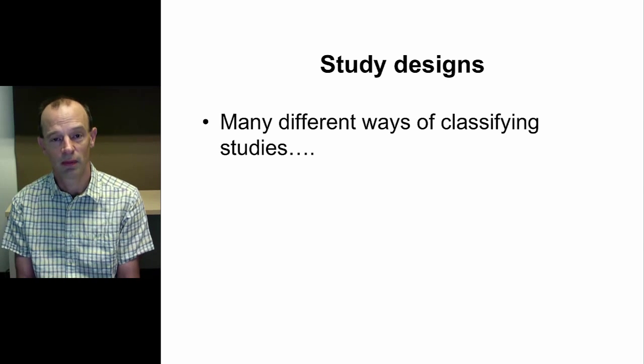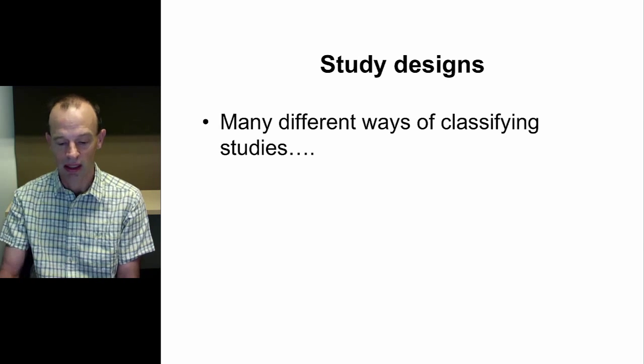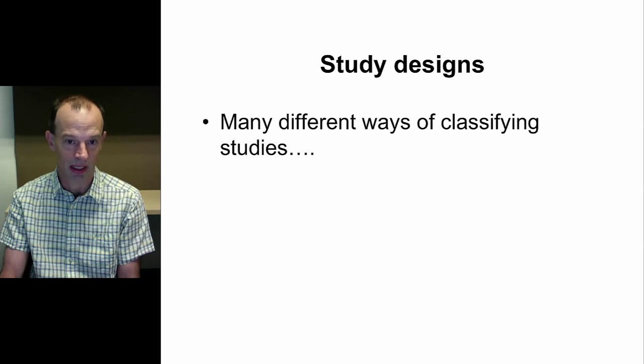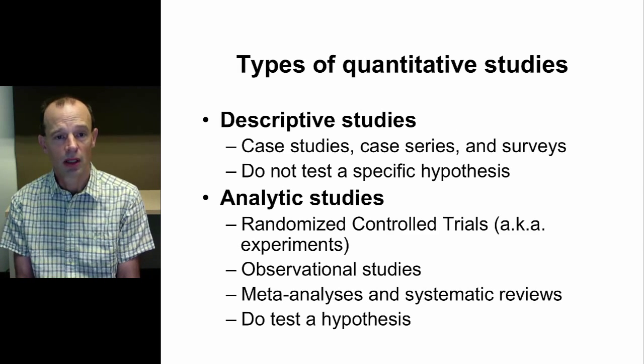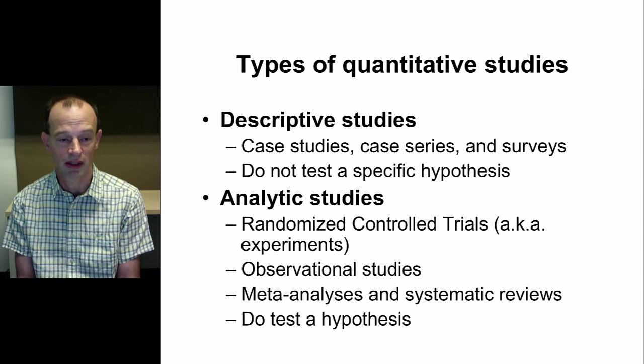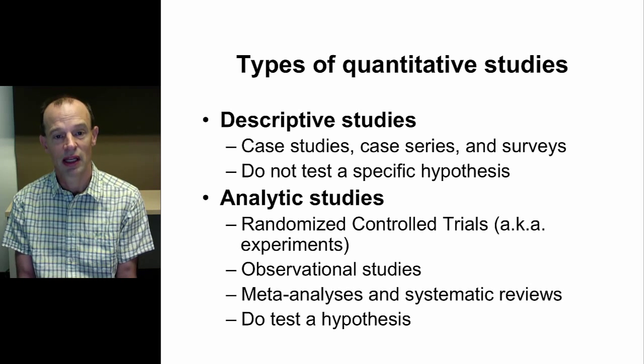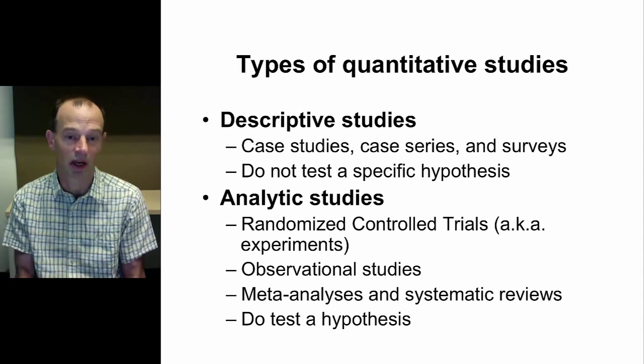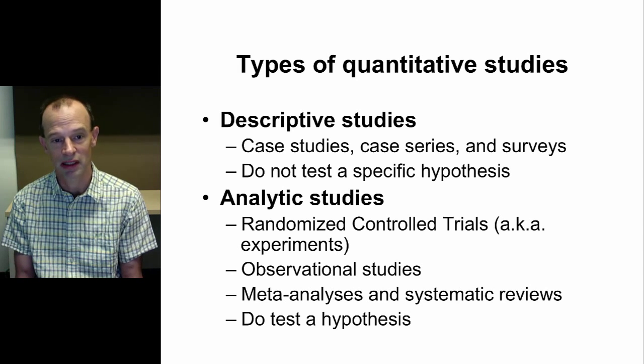Before I get into study designs, there are actually a number of different ways of classifying or organizing study design, and I'm going to show you a couple of examples here. I like to think of quantitative studies as dividing into two types: descriptive studies, which generally don't test a specific hypothesis but, as the title might imply, describe a situation. Examples of these include case studies, case series, and surveys.